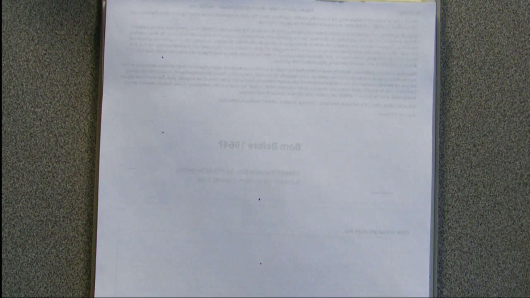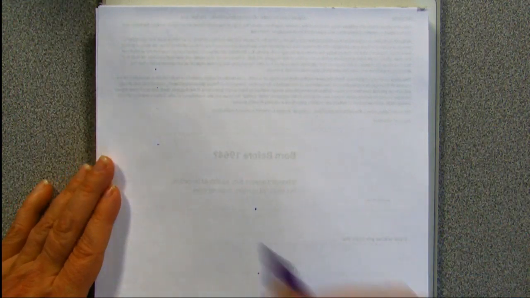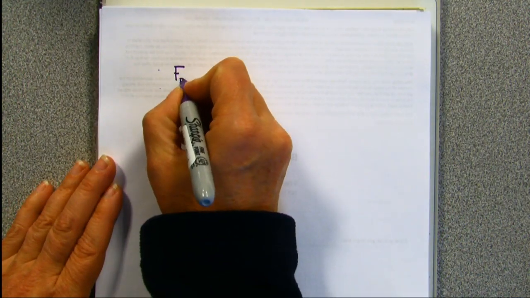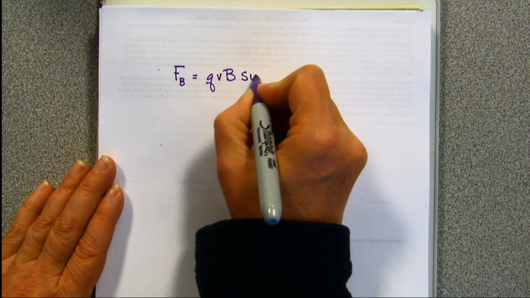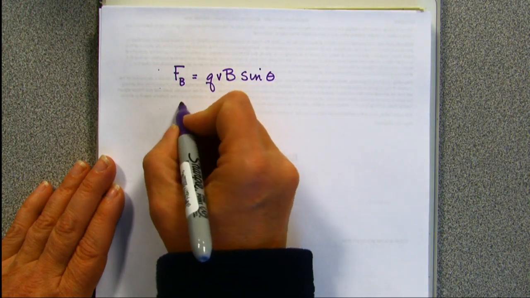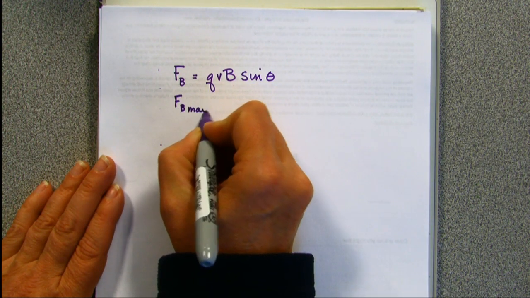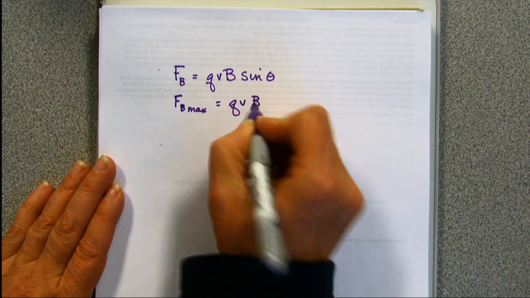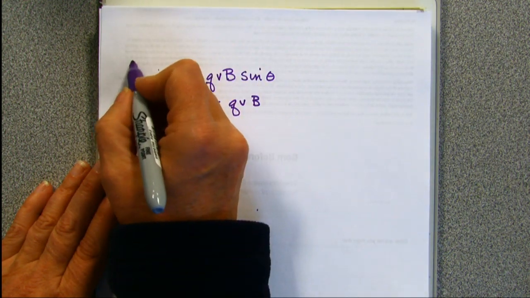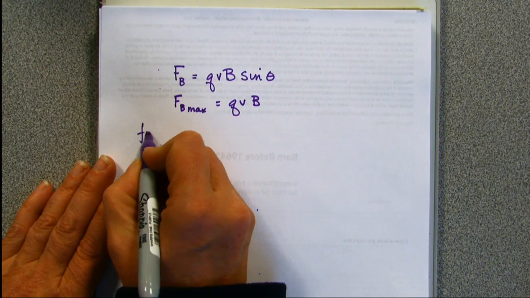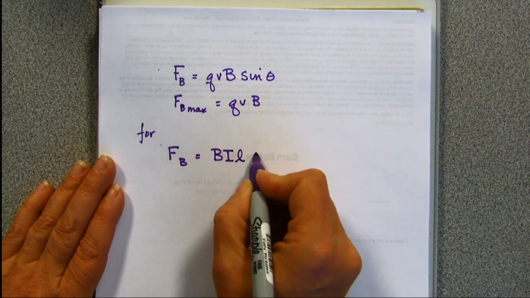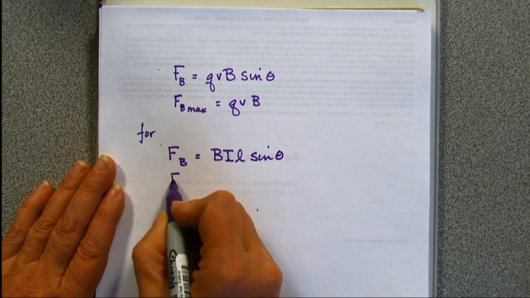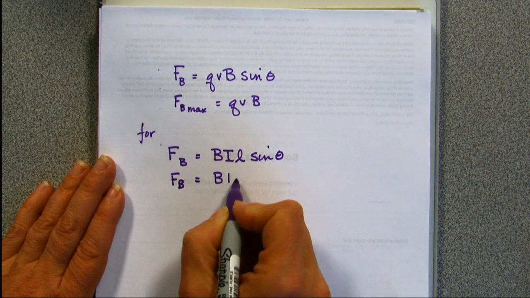All right, so just to keep track of what we've had so far, we've got magnetic force related to charge, the velocity, and the sine of the angle. And so F_B max is going to be QVB. That's for a point charge, and for a wire, we can show that F_B is equal to BIL sine of the angle, or the max is going to be BIL.